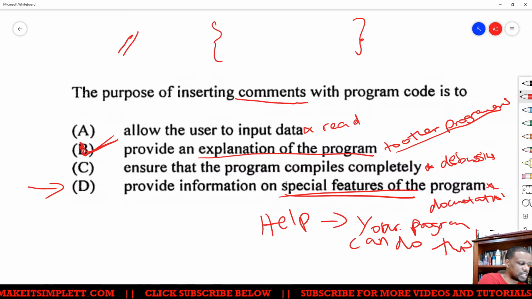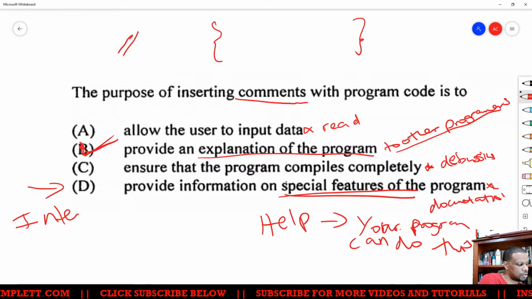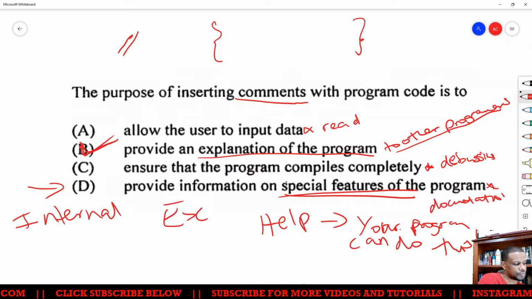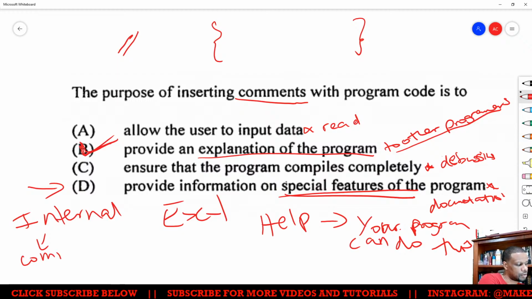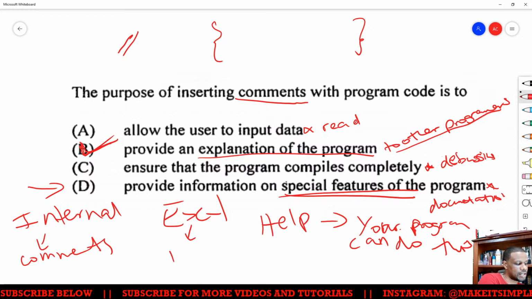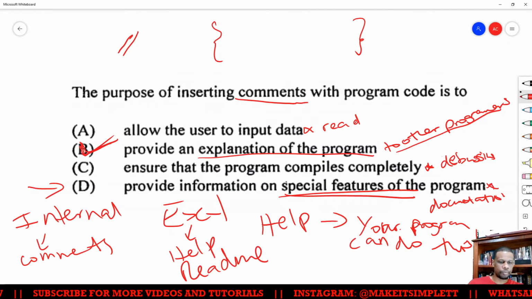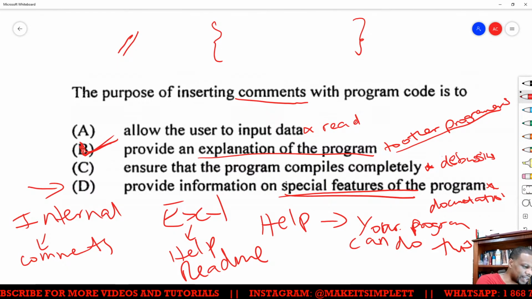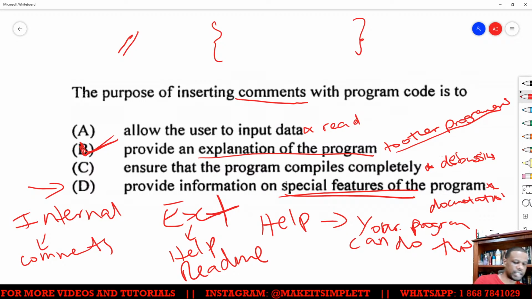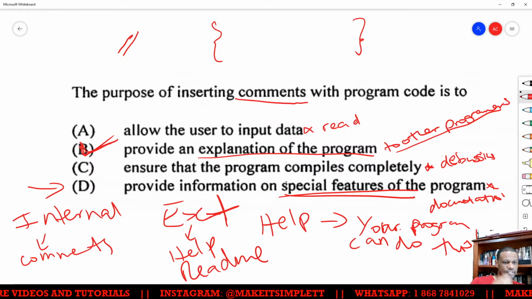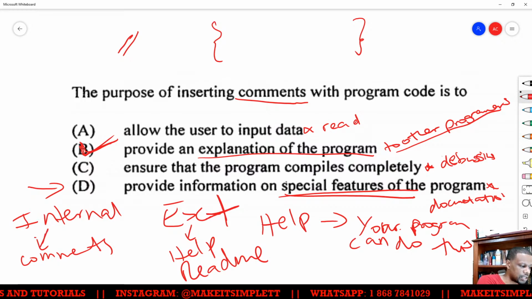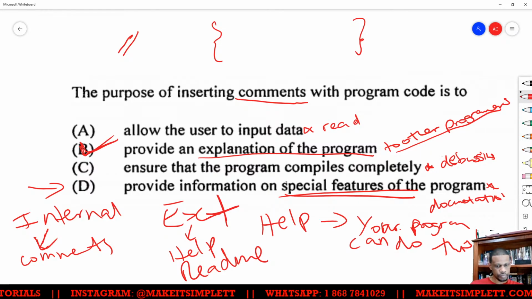So you have two types of documentation. You have internal, and then you have external. Internal is comments. External is the help file and readme. So you'll read the help file, you'll read the readme file, because that's for external people to read, meaning somebody who uses the program after it's compiled. But if somebody is fixing the program while they're doing it, that is internal. And that's where you put in comments. Safe, good, wonderful, nice.